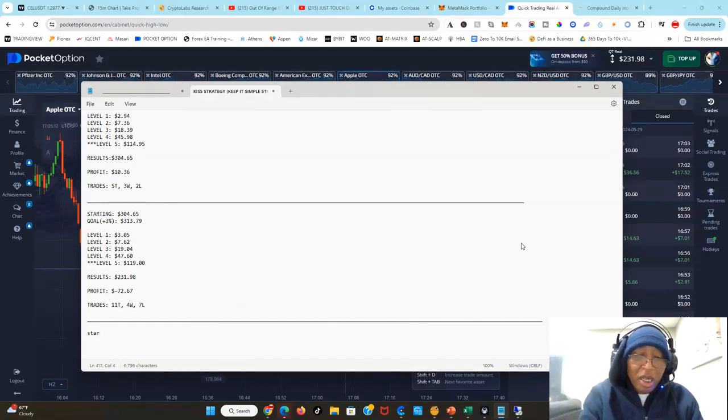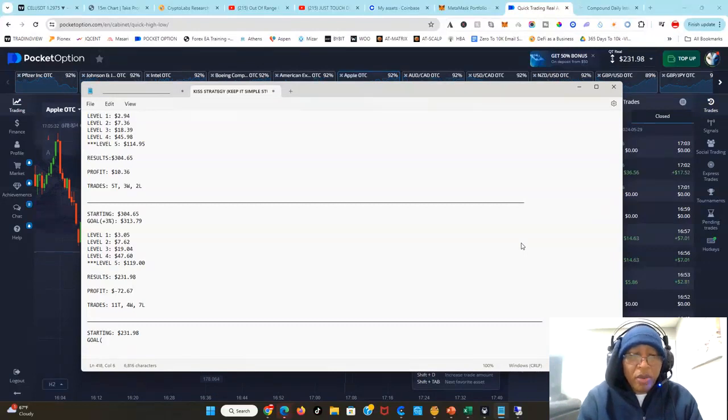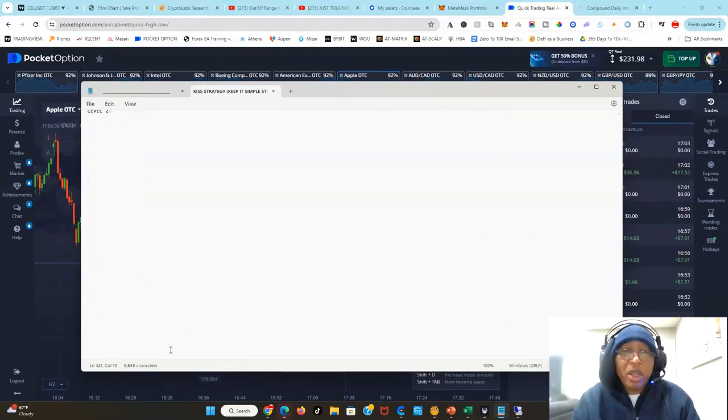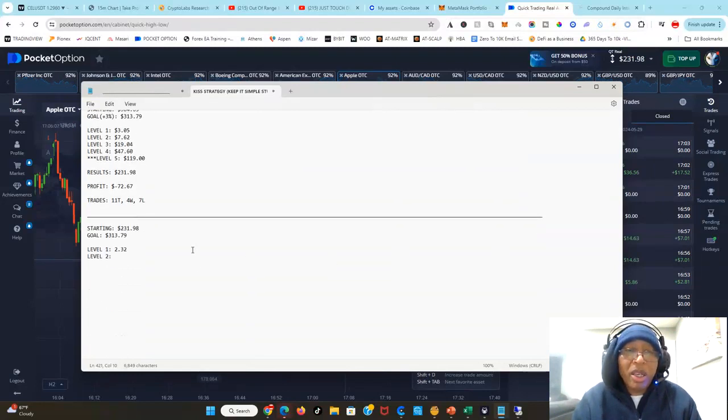Okay, so we're going to be starting at 231.98. In this case, our goal is going to be our previous goal, so we're going to trade a little more aggressively. Level 1 trading is going to be 1% of the account, which is 2.32. Level 2 is going to be 2.32. That's how much we're going to put on the trades. Okay, risk. That's what we are willing to risk, 1%.